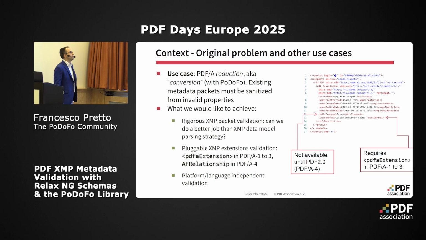So what I wanted to do is try to implement a rigorous packet validation, asking myself if we can do also better than other strategies. And of course, in the wish list is pluggable validation with extension. I already told about the PDF/A extension in PDF/A 1, 2, 3, but there is also AF relationship in PDF/A 4. And I wanted to have a validation that is platform and language independent.